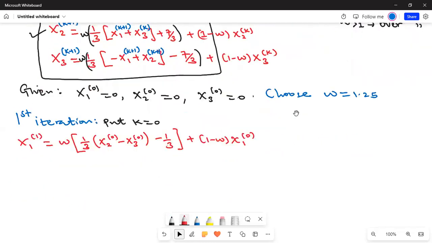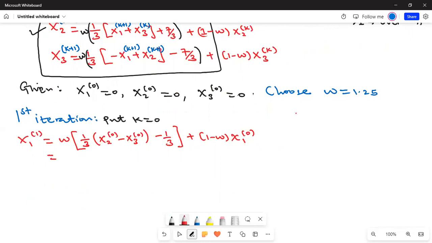Substitute those values. We will have 1.25 times 1 over 3 into 0 minus 0, minus 1 over 3, plus 1 minus 1.25 times 0. What will it give us? This should be equal to negative 0.4167.